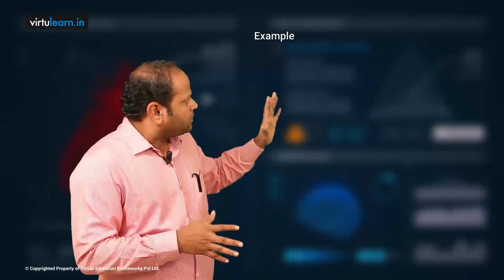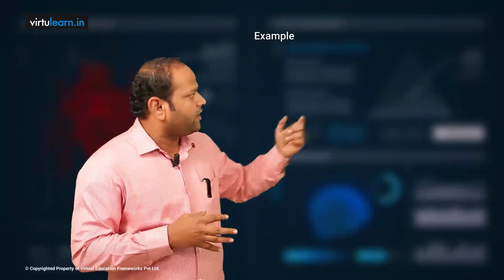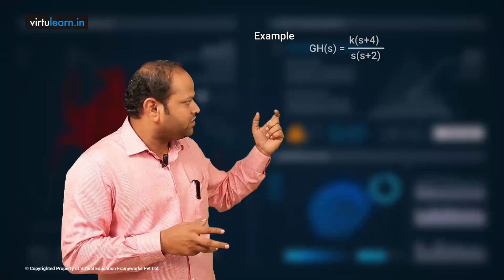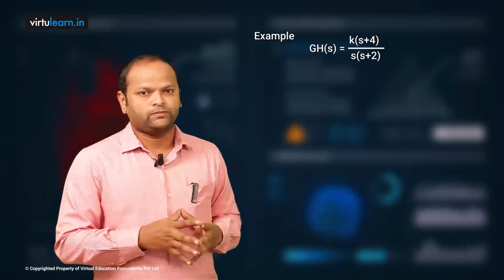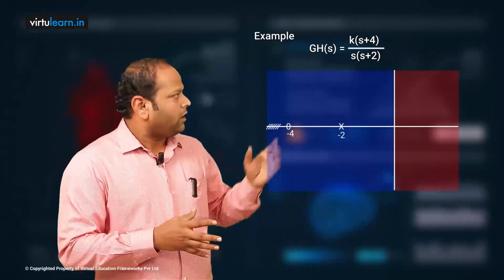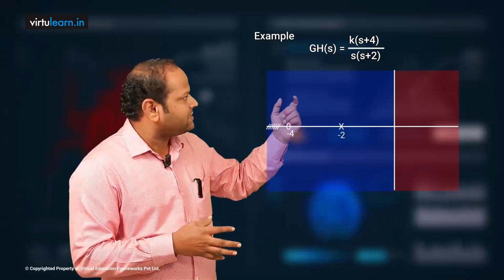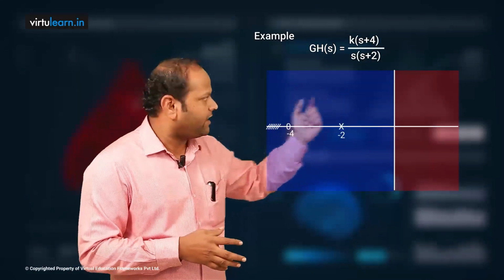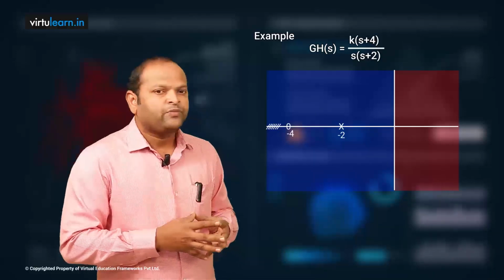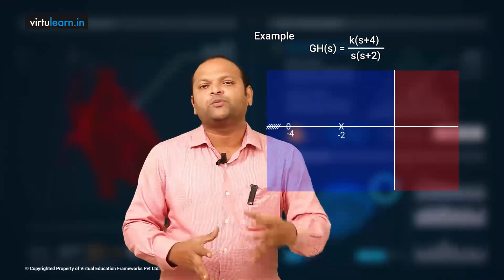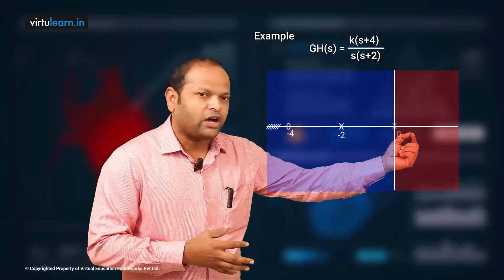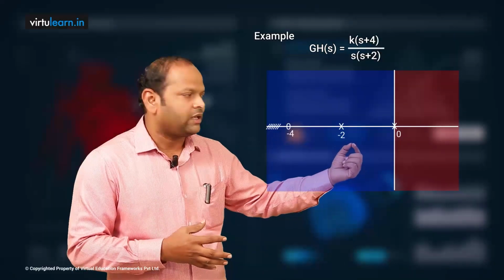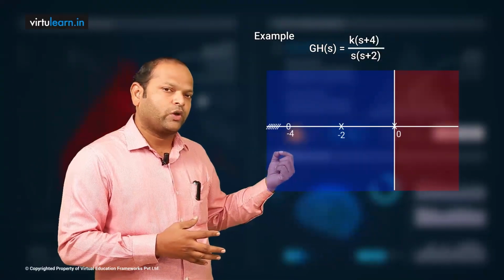So to understand this rule, let us take this example. The open loop transfer function of a unity feedback system is given by G(s) equal to K into (s plus 4) divided by s into (s plus 2). This we already saw for calculating breakpoints, but now in this case it is for the imaginary crossover point. So first, look at the possibilities. When you locate poles and zeros, I have one pole at the origin, one pole at -2, and one zero at -4.